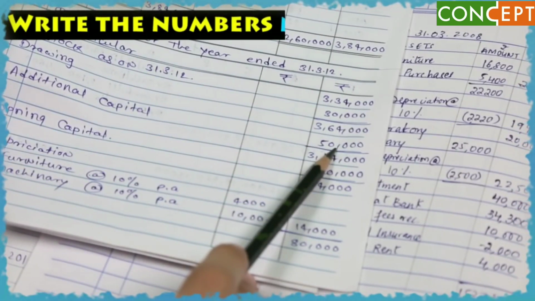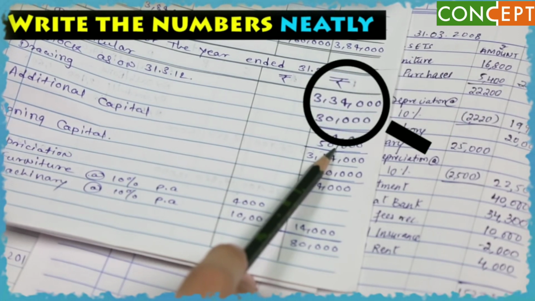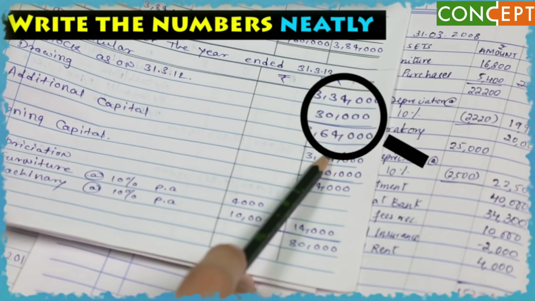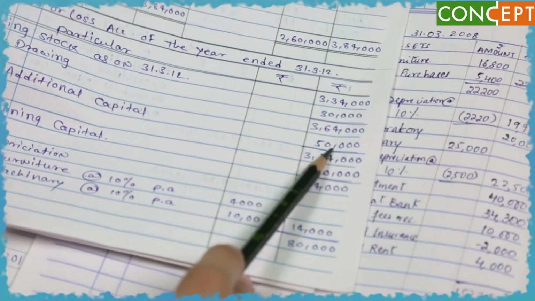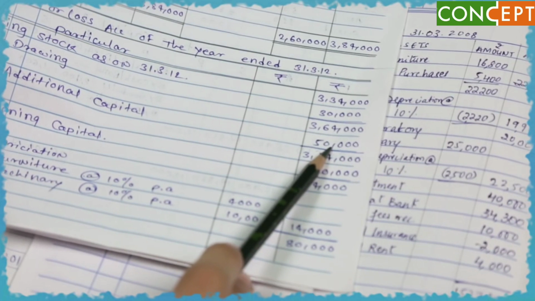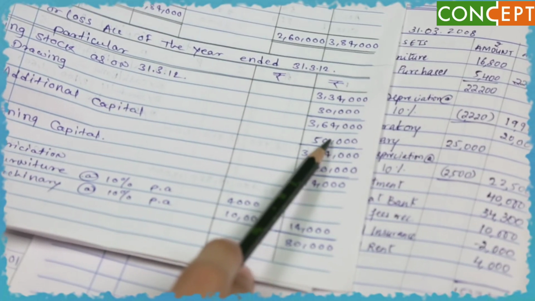Another thing is, write the numbers neatly. Your 1 shouldn't appear like a 7. Likewise, a comma shouldn't appear like a 1. That way you only end up calculating wrong numbers.